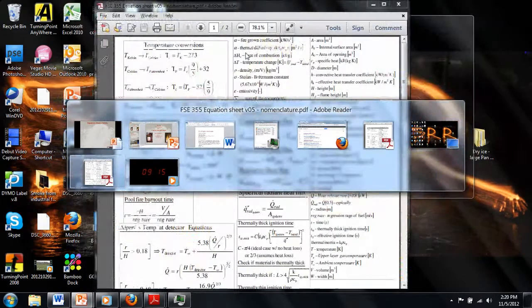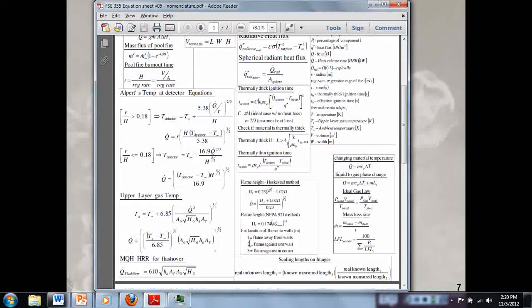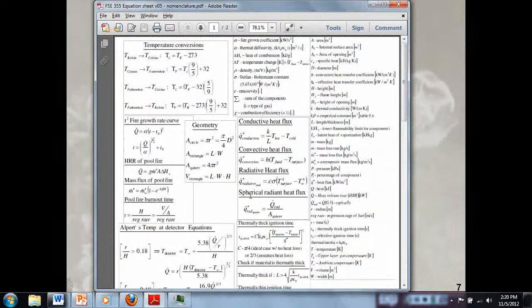So the equation sheet looks like this, where you have all the variable names, you have a nomenclature here, you have temperature conversions, t-squared growth rate, geometry, heat flux calculations. Basically all the equations that we're going to use in the class are located on this equation sheet, and you'll have this available to use for you.